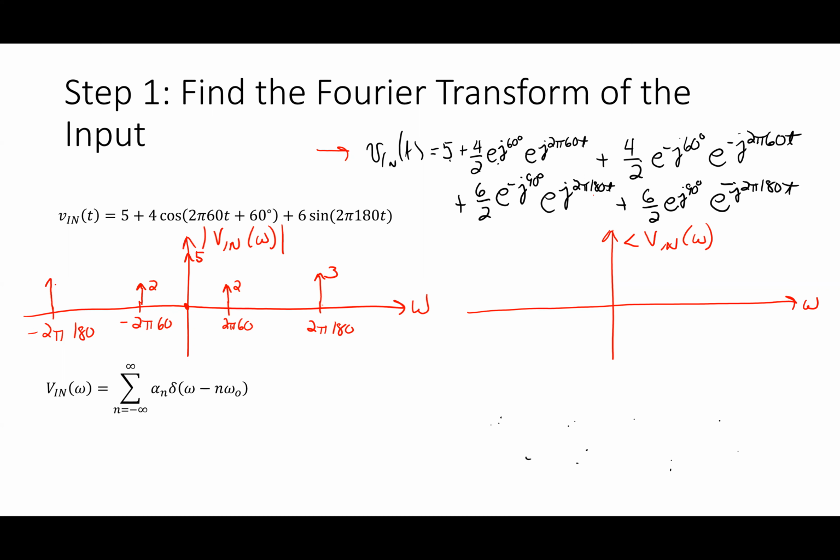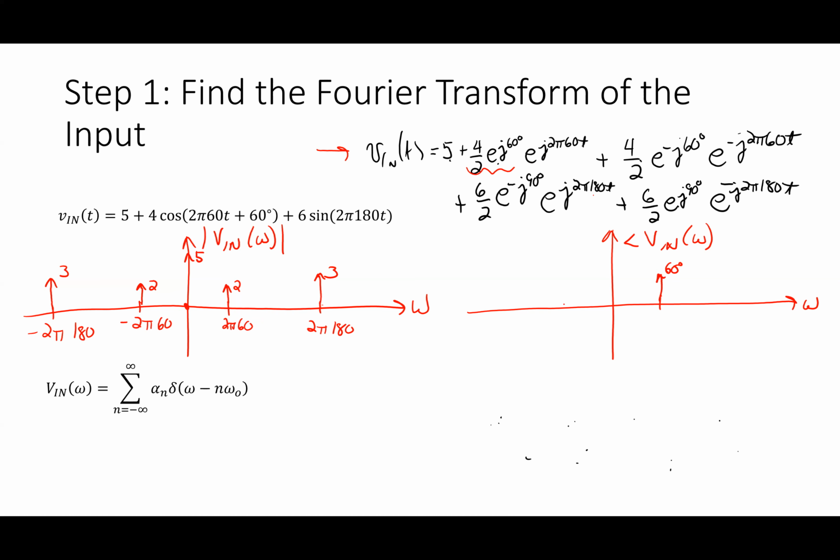And at negative 2 pi 180, our height would be 3. I'm sorry, why is 2 and 3 over here? I missed that part. Because you're saying, okay, here's the amplitude at 2 pi 60. So it's 2 with an angle of 60, so I put a 2. And then if I did this at 2 pi 180, I would say the angle here on the angle graph is 60 degrees.